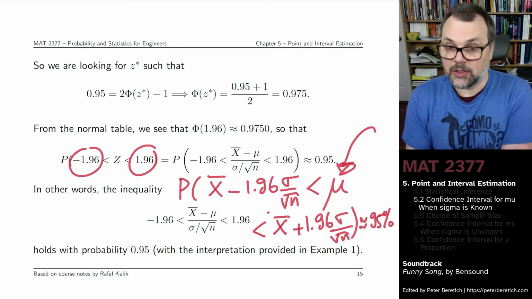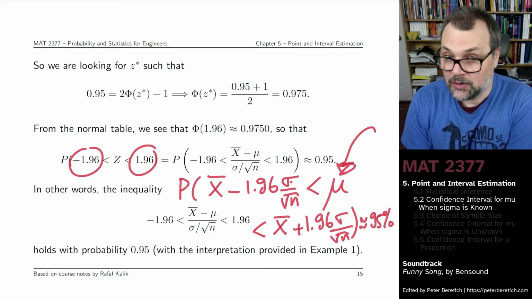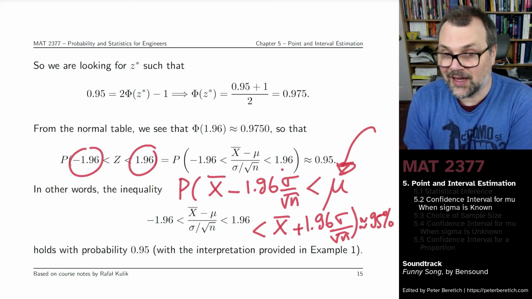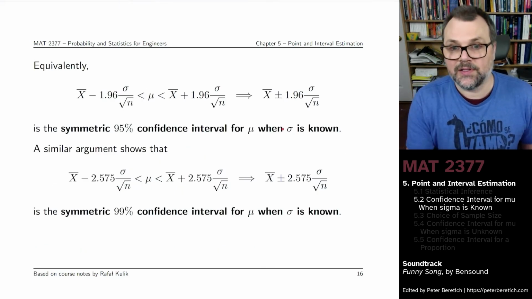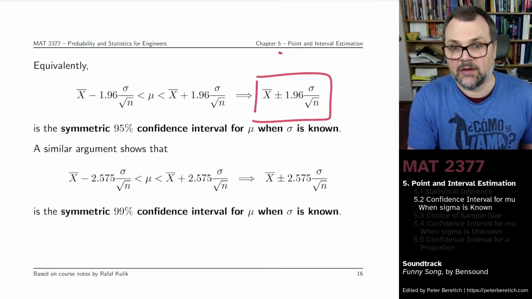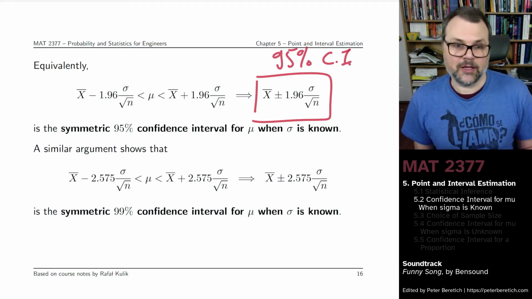These are all things you can compute, right? You can compute x bar, it's the sample mean, you know what sigma is, you know what the square root of n is, you have 1.96, and that gives you a confidence interval for mu. Write it. This is your 95% confidence interval. X bar plus or minus 1.96, sigma divided by square root of n.